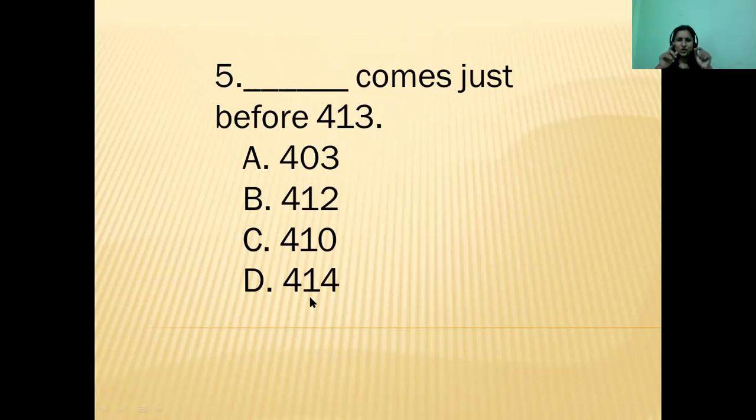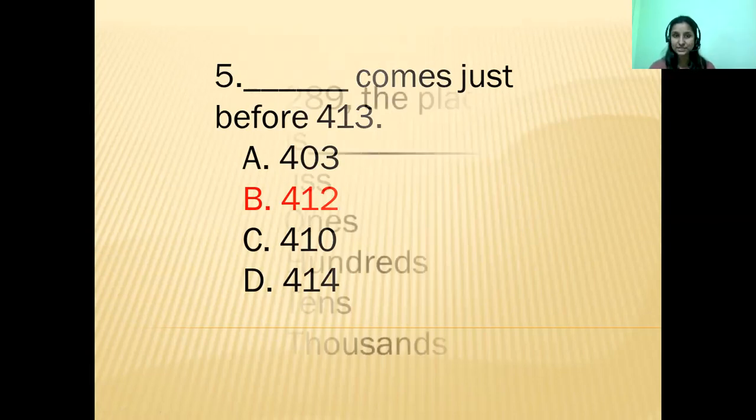It's too easy. Just you have to check the ones place only. Before, that means backward counting. After, that means forward counting. Shall we see the correct answer now? And the correct answer is option B, 412. 412 comes just before 413. I know your answer is correct. Just check the correct. Now the next question is coming for you.